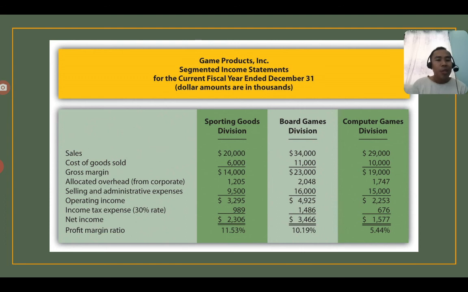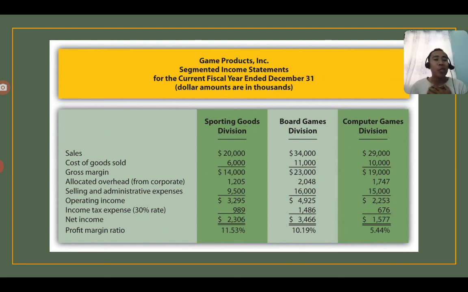The sporting goods division has a net income of 2,306,000. In board games, you have 3,466,000, and in the computer games division, we have 1,577,000. If I am the top manager and I base the performance of the local managers on their net income, I would say that the board games division has performed best since it has the highest net income, 3,466,000. But would it be enough?